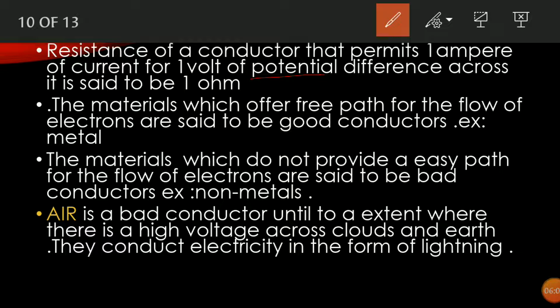Now, bad conductors. The materials which do not provide an easy path for the flow of electrons are said to be bad conductors of electricity. Example, most of the non-metals are bad conductors of electricity. By this, we can conclude that the metals have lower resistance and the non-metals have higher resistance.